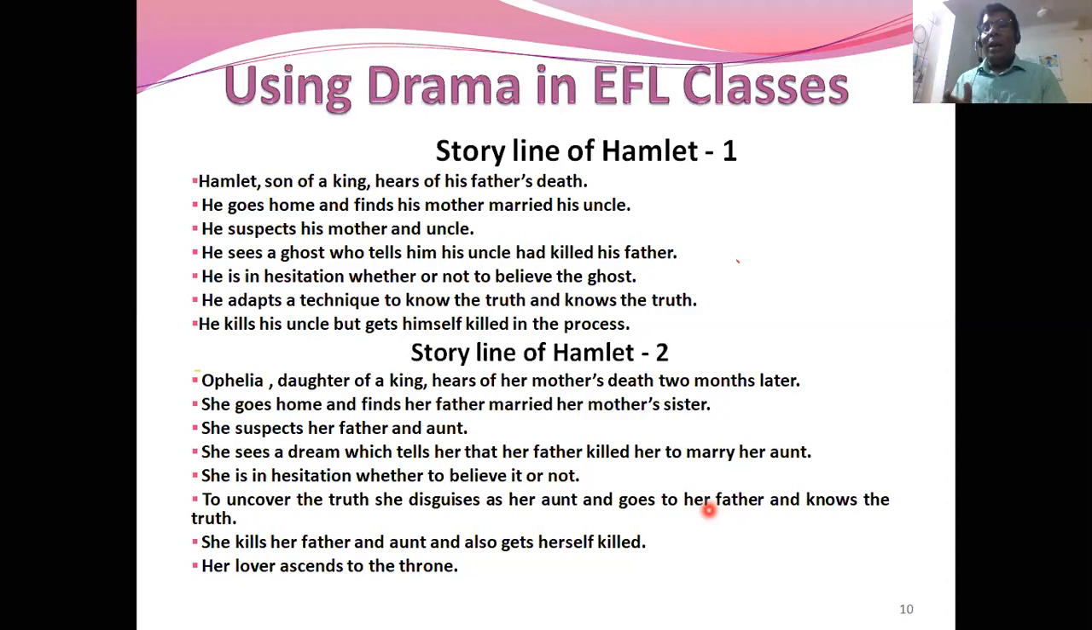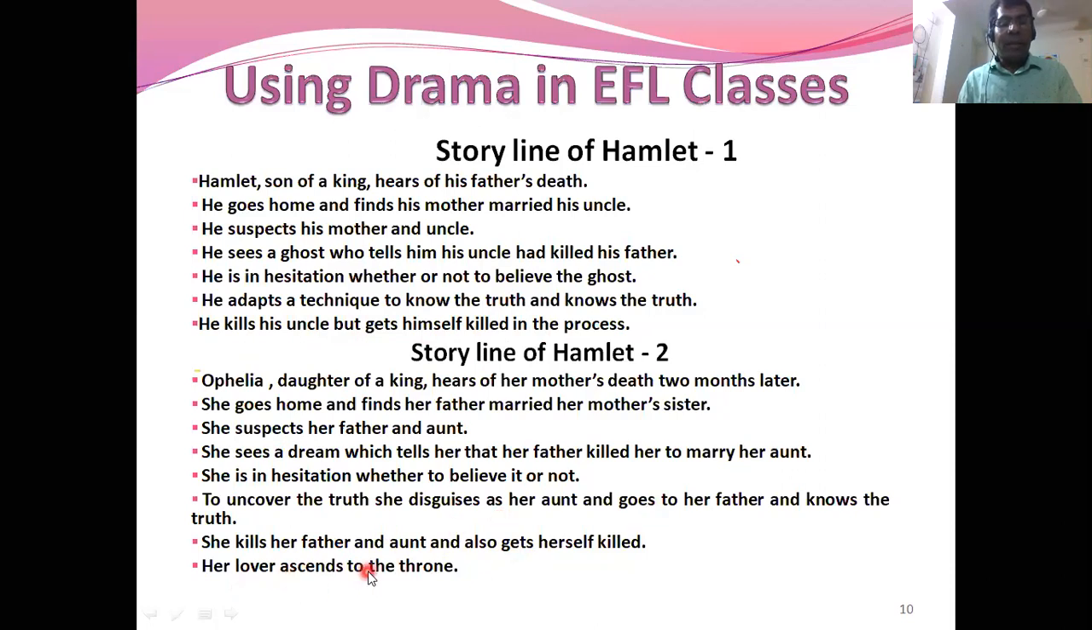Actually, this lover is trying to understand whether Uttam Kumar is the killer or not. And she now understands that he is a killer. So this is how she uncovers the truth. She kills her father and aunt. She is killing her father and her aunt and gets herself killed. He kills his uncle and gets himself killed in the process. The same thing is happening here.